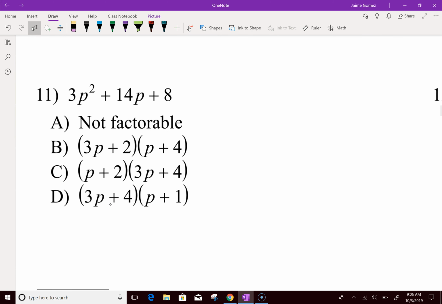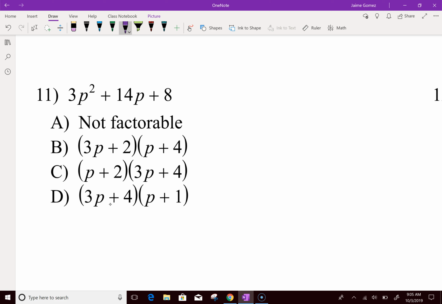Number 11, the same type of question here. Number 11 on the test is 3n squared plus 10n plus 8. Number 12 on the test is 9x squared plus 33x plus 30. Okay, so how do you do number 11?